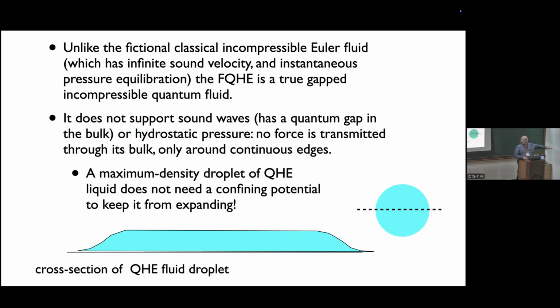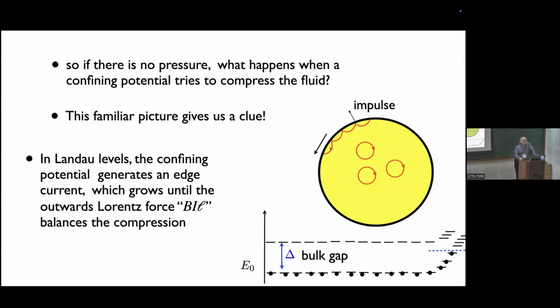I can put it on the plane with no external potential, just a flat plane. It will just sit there. It won't expand. That's telling you there's no pressure inside the thing that would cause it to expand. Kind of like an ideal Bose condensate has no pressure, but that one's fundamentally completely compressible. This is an incompressible fluid that doesn't expand. So if there's no pressure, what happens if the confining potential tries to compress the fluid?